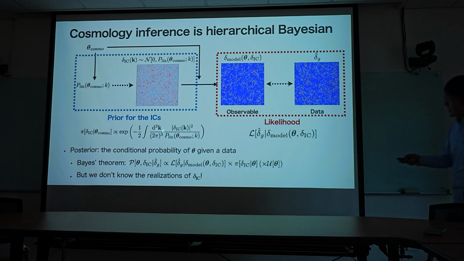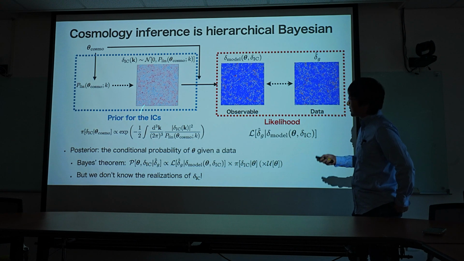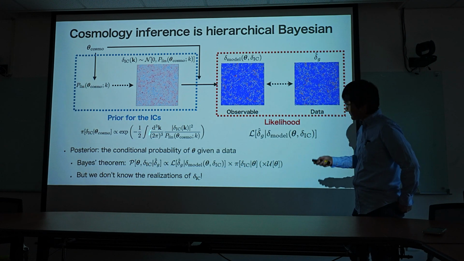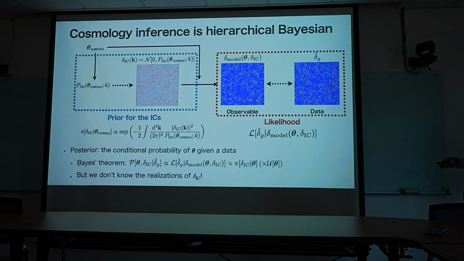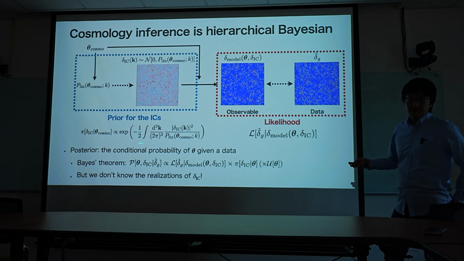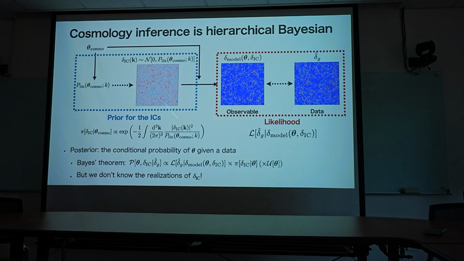And again, I'd like to remind you, this prior is the conditional probability of the initial condition given some cosmological model. For this part, if you assume the standard inflationary model, we can write down an analytic expression, as I said. This is just a Gaussian random field with some power spectrum. But for the likelihood, in general, it's quite hard to write down some form.